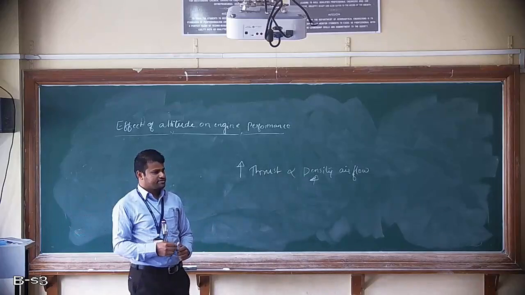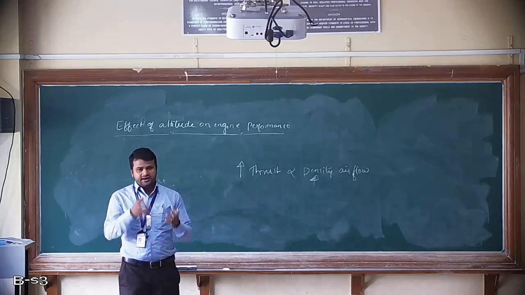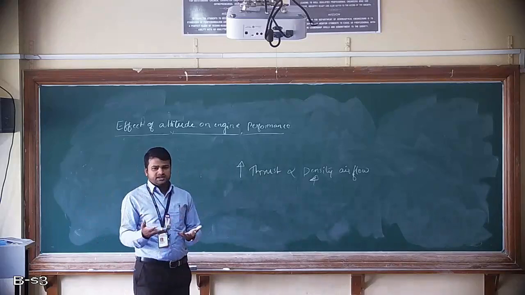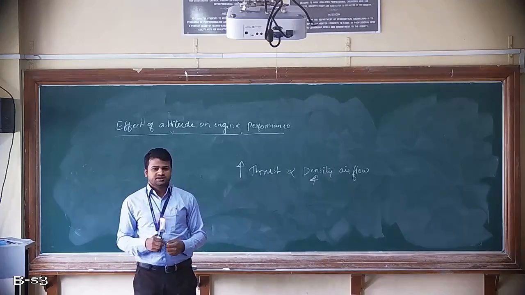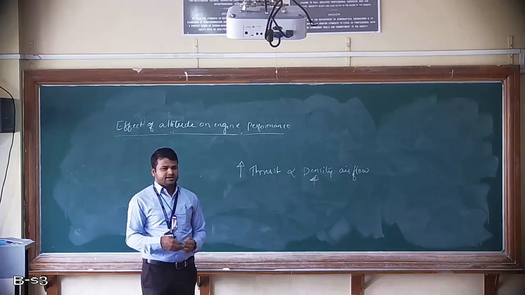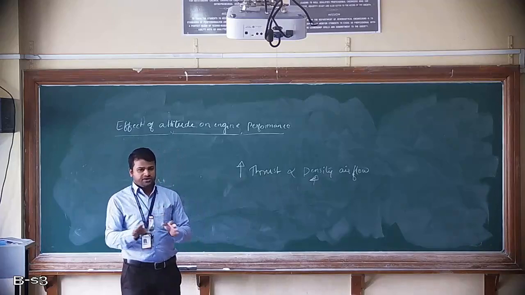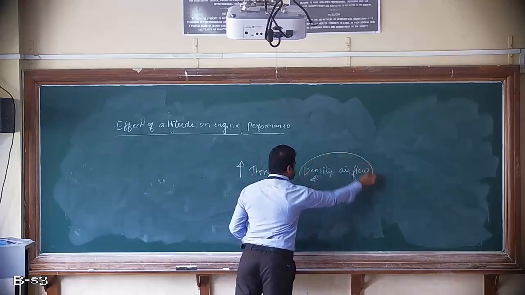So it will take the air and send it back. At higher altitude there is not much air, so it will also produce less thrust, which is not helpful for the aircraft. That is the reason many aircraft fly at lower altitude, where more density of air is available.